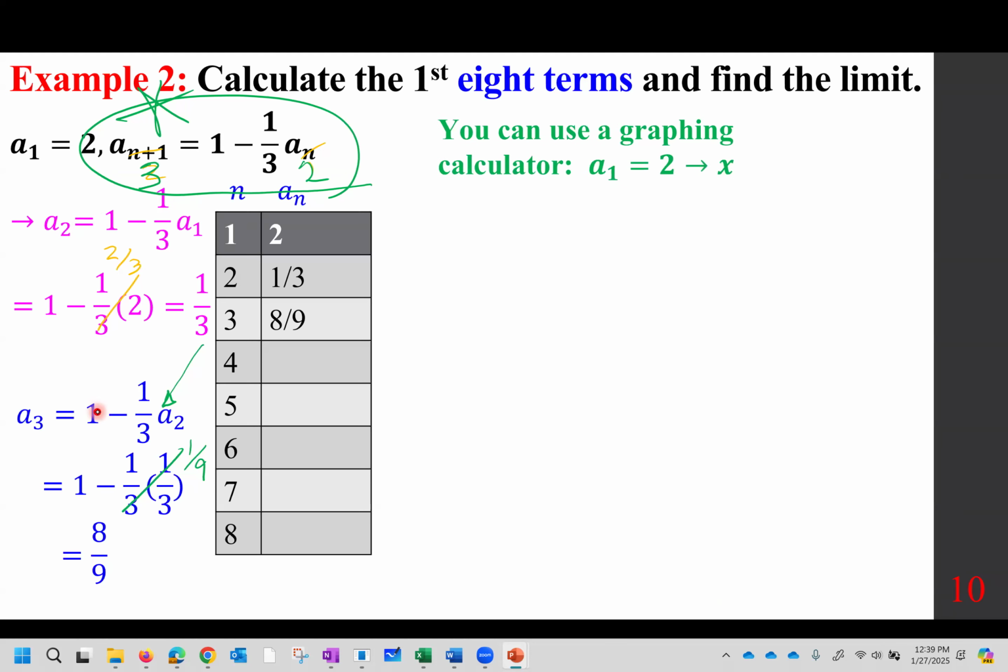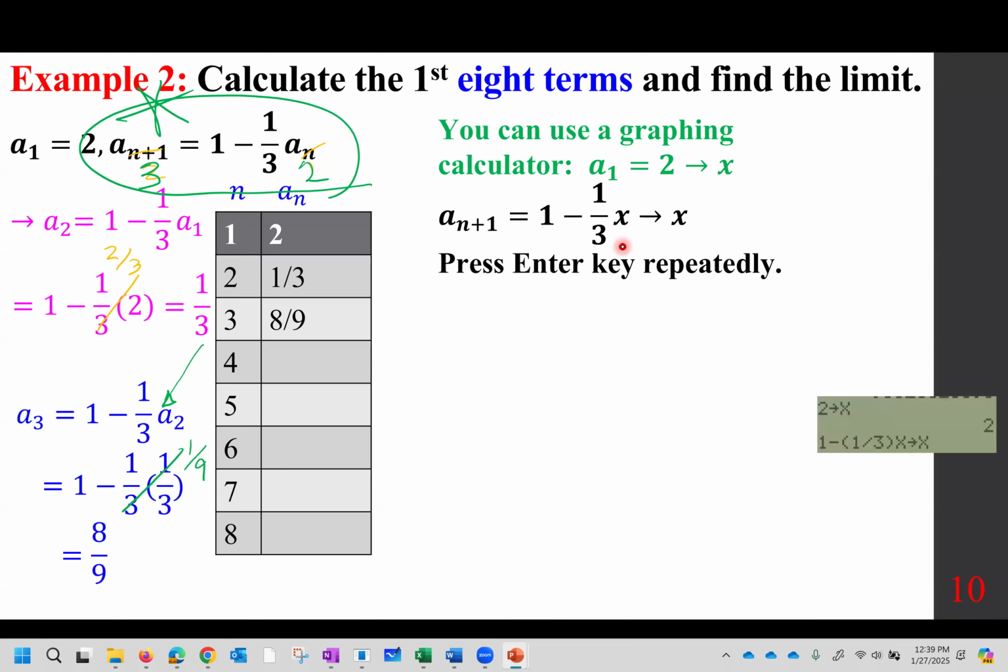So how do you use a calculator? The very first term, whatever the number is, you put it into the calculator. Say a sub 1 happens to be 2, store it in X. And then this term, if the limit exists, the limit is L, or in the case of a calculator, X, so this can be replaced with X, and this can be replaced with X. So you put 1 minus 1/3 X into X now. Again, why do we do that? The limit is X, so 1 minus 1/3 X is put into X. And notice 2 is stored in X, then 1 minus 1/3 X is stored in X.